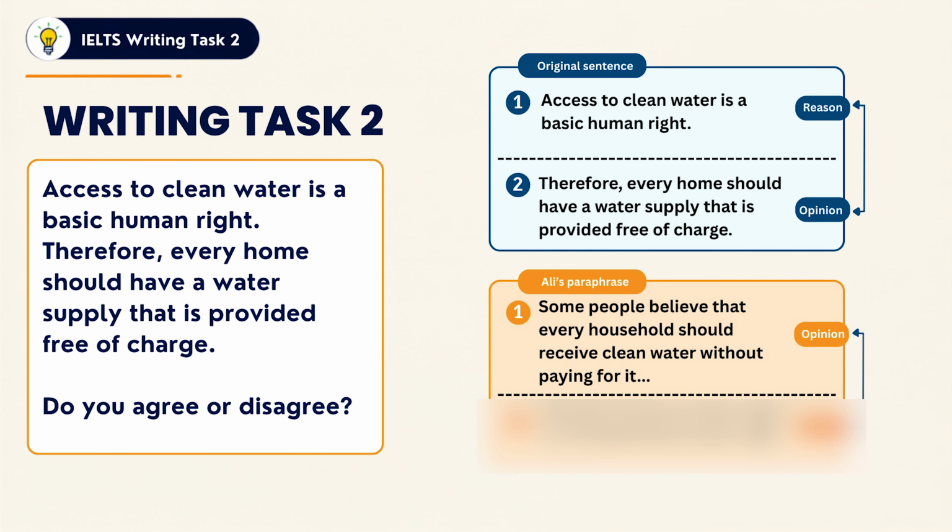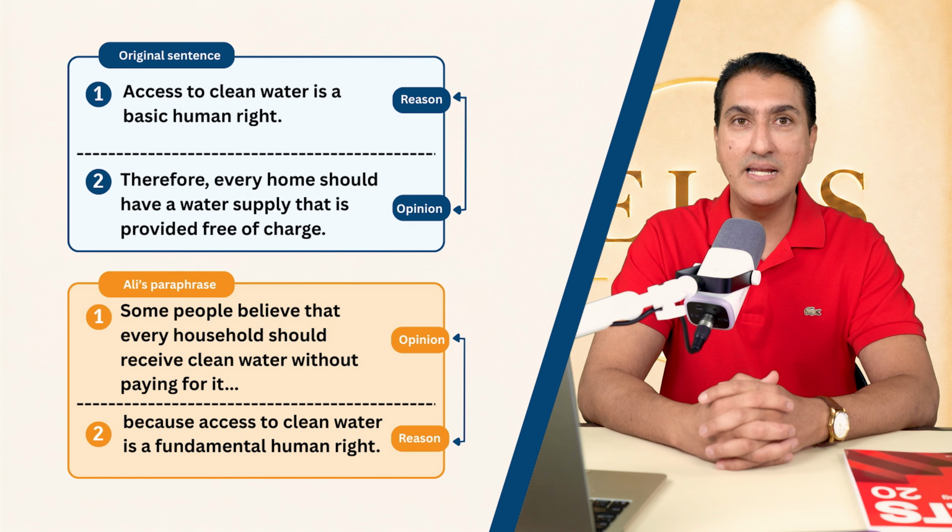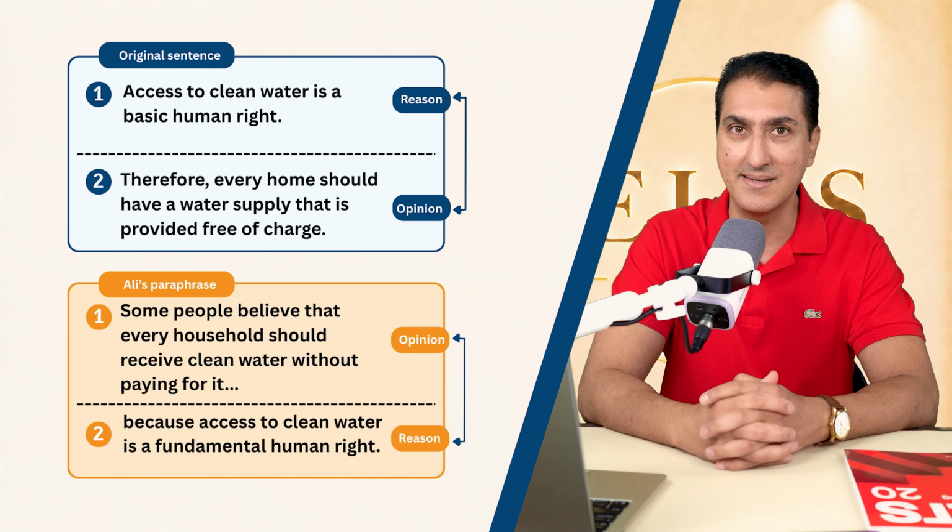Instead of beginning with the reason, I started with the opinion. Some people believe that every household should receive clean water without paying for it. Then, I finished the sentence by giving the reason. Because access to clean water is a fundamental human right. So, I completely changed the structure of the sentence, but I didn't change its meaning. This is exactly what we mean by rebuilding the sentence.